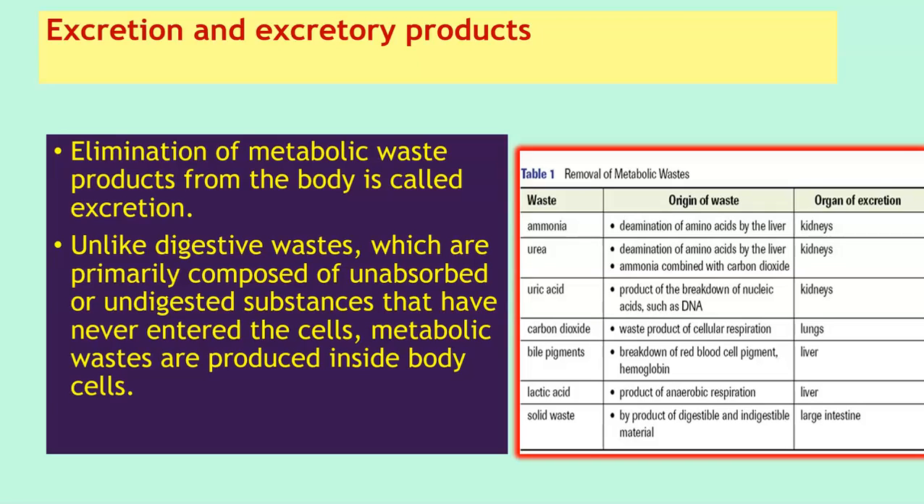Students, here is a list of the different types of metabolic wastes that are produced in a human body, and the origin of the waste as well as the organ which is used for its excretion are listed. You can pause the video for a while and have a look at it.